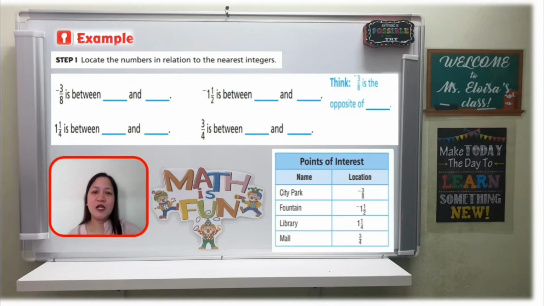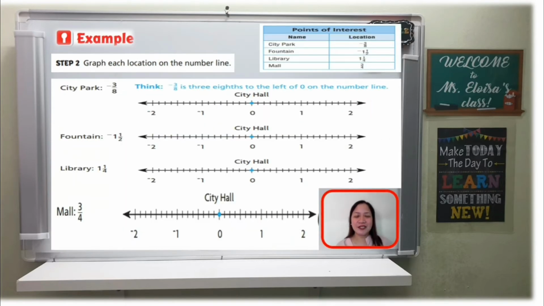Step 1. Locate the numbers in relation to the nearest integers. So first, think that negative 3/8 is the opposite of 3/8. So negative 3/8 is between 0 and negative 1. Negative 1 and 1/2 is between negative 1 and negative 2. 1 and 1/4 is between 1 and 2, while 3/4 is between 0 and 1. Let us now graph each location on the number line.